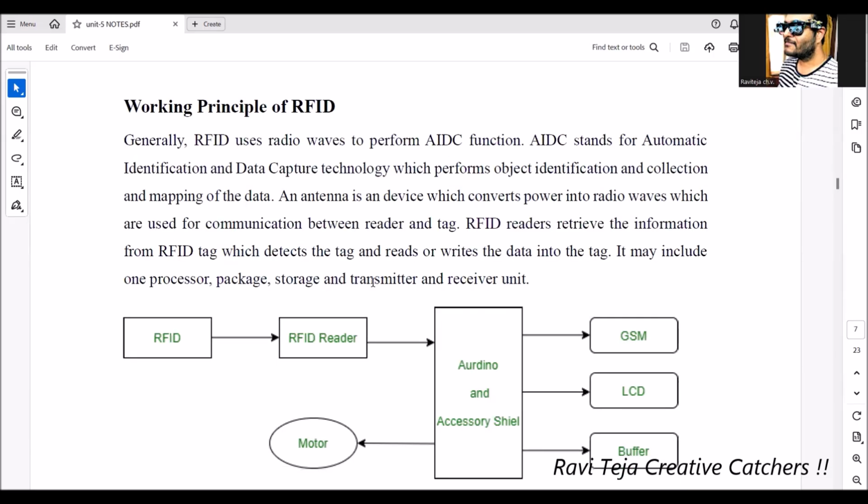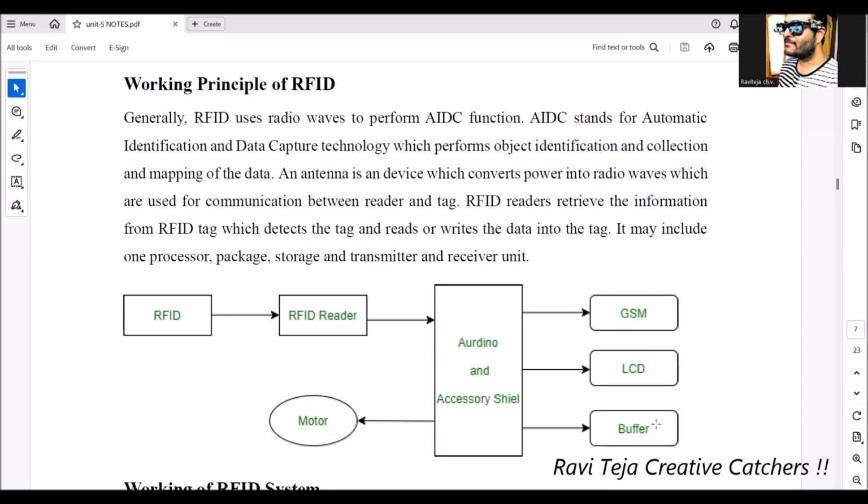So this is an application where we are using RFID technology. If you see over here, an RFID tag is communicated through an RFID reader, which is connected to an Arduino, and it is connected through GSM, LCD, and some motor and all those things. If you see the working principle of any RFID, it performs the AIDC function. So what is AIDC here? AIDC is automatic identification and data capture technology. It performs object identification and collection, and not only that, it also maps the data.